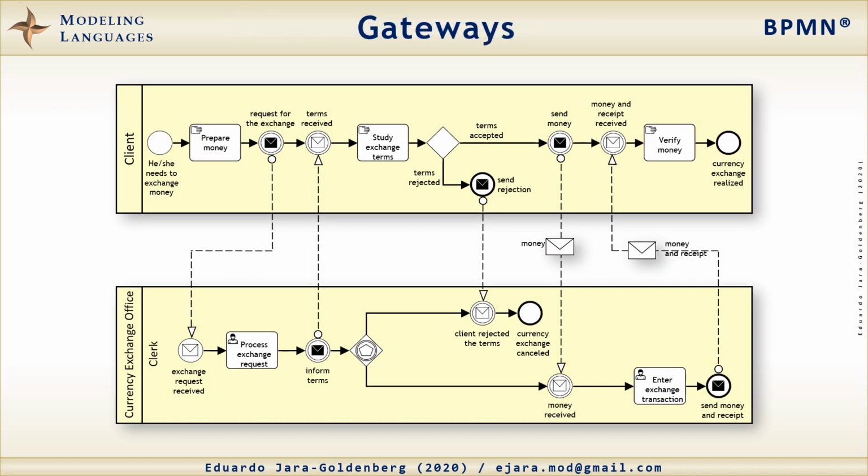A gateway is used to control the divergence and convergence of sequence flows in a process. There are 6 types of gateways. A graphical marker in the center of the shape indicates its type. In this example, 2 types are used: data-based exclusive gateway and event-based exclusive gateway.